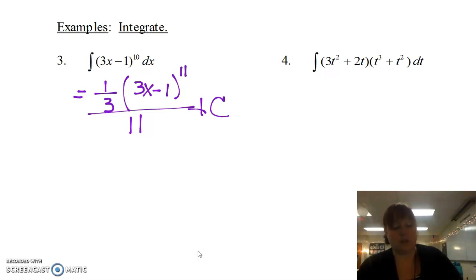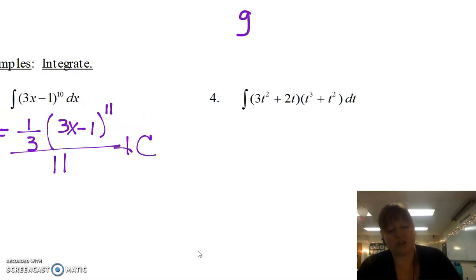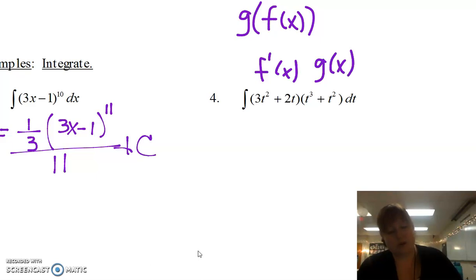Okay, so let's take a look at the other one. We do see the derivative, right? Let's think about our chain rule. In our chain rule, we talked about g of f of x. Our inside function is f and our outside function is g. So which one of these would be g, and which one would be f prime? Well, the derivative of this function is right here, right? So this would be f prime of x. And this would be g of x. Well, it should be g of t, shouldn't it? So that's g of f of t and g of t.